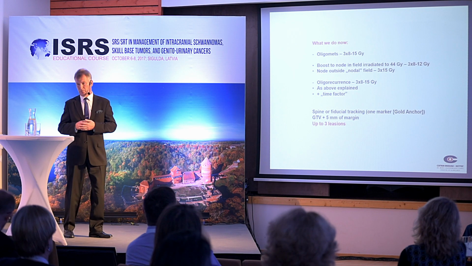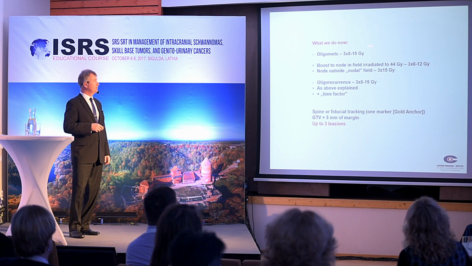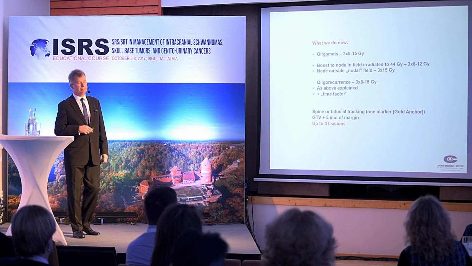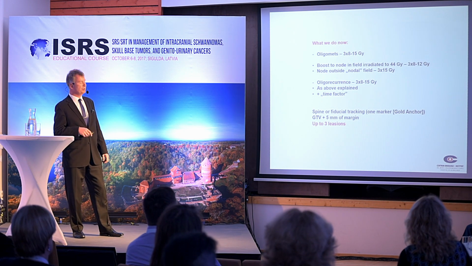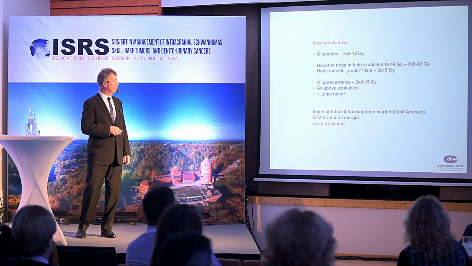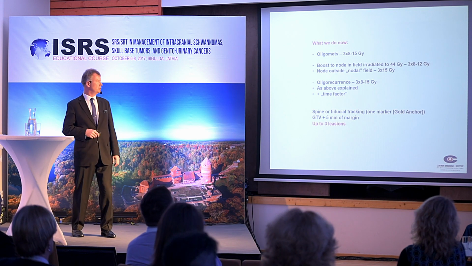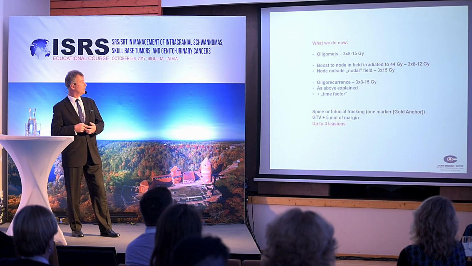What do we do now with oligomets? Still, we treat these patients. We deliver 3 times 15 gray, basically. In some cases of high-risk patients where we irradiate the nodal fields, we do some reduction if the node is located within these 44 gray fields.